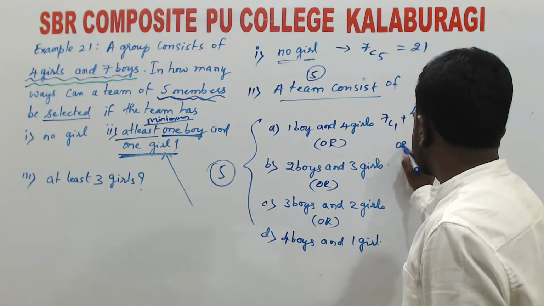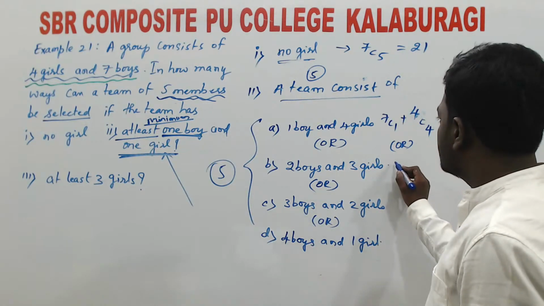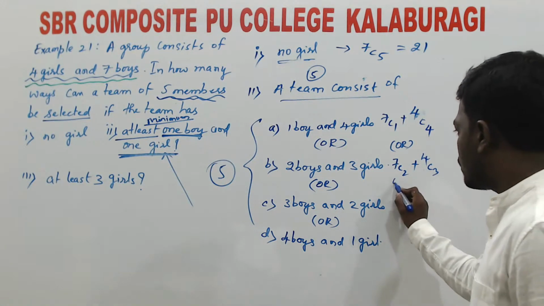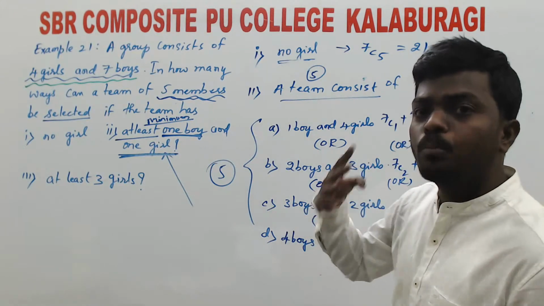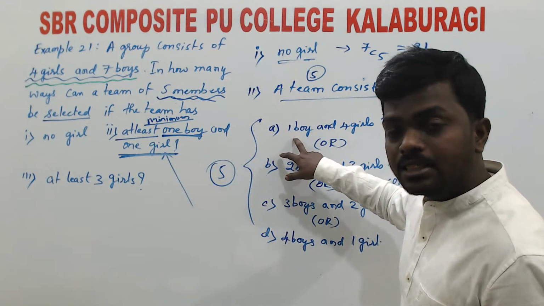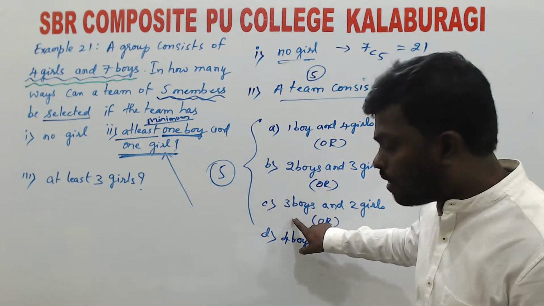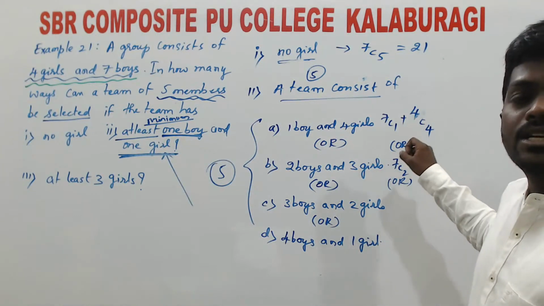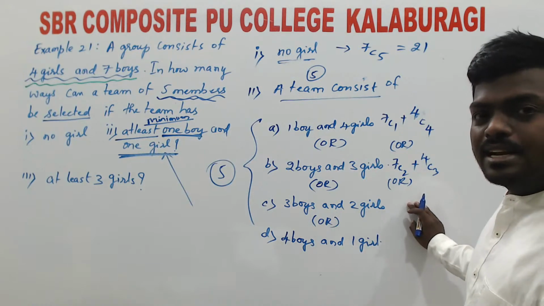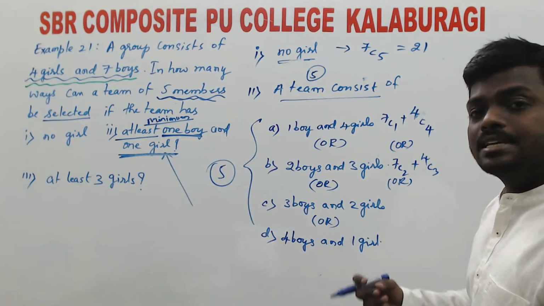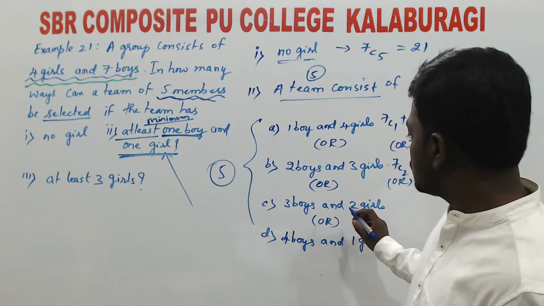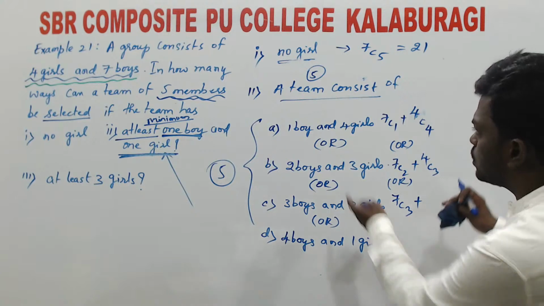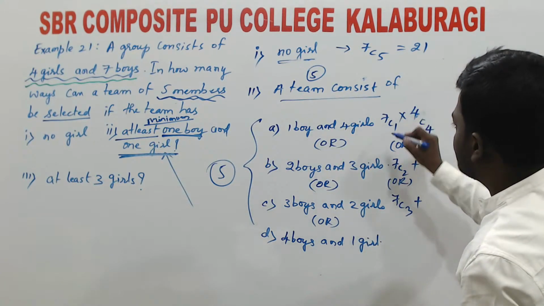Or a team can be in this manner also: 7C2 and 4C3. Understand, these are the four possible ways of a team. Either it can be selected in this way, or this way, or in the third way, or in the fourth way, so you have to use addition. Three boys and two girls. Concentrate on what we are discussing, students. It will be very easier for you to understand. Three boys you have to select among how many? Seven. 7C3. Sorry, students, I'm saying and multiplication, but I am writing plus.